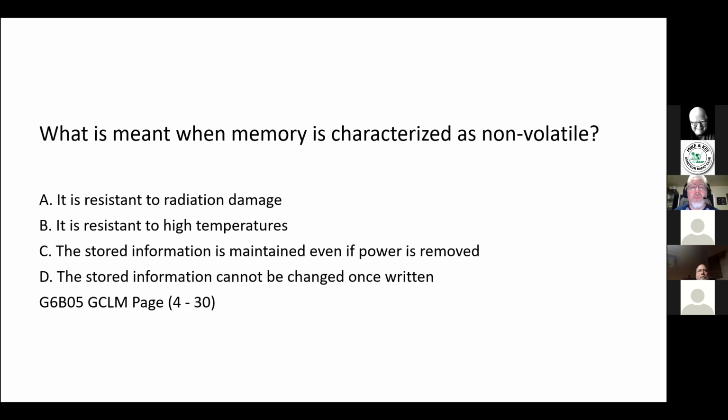What is meant when memory is characterized as non-volatile? A, it is resistant to radiation damage. B, it is resistant to high temperatures. C, the stored information is maintained even when power is removed. Or D, the information stored cannot be changed once written. Charlie is correct. It is maintained even when the power is removed.